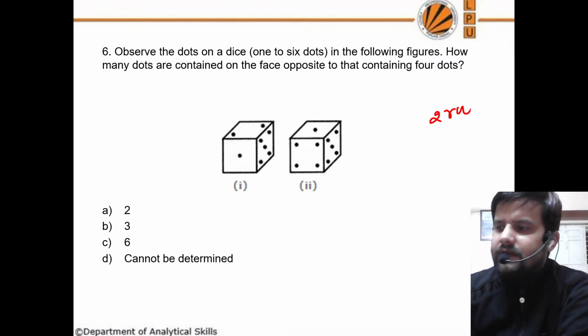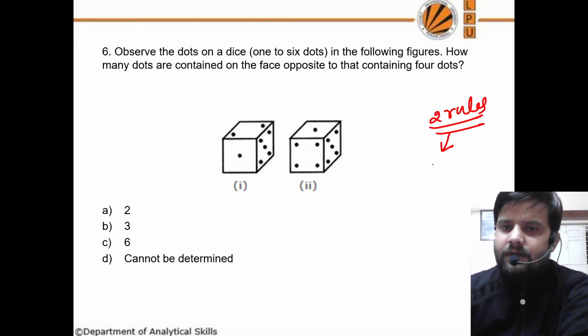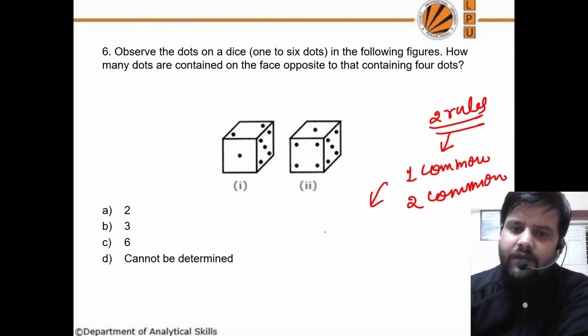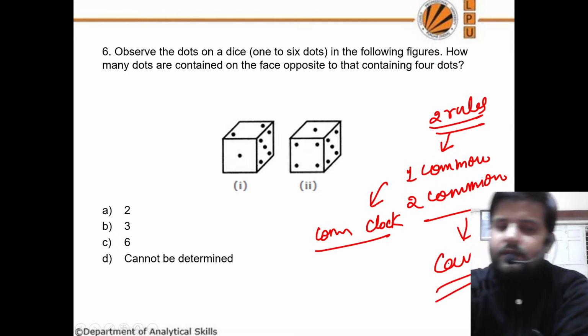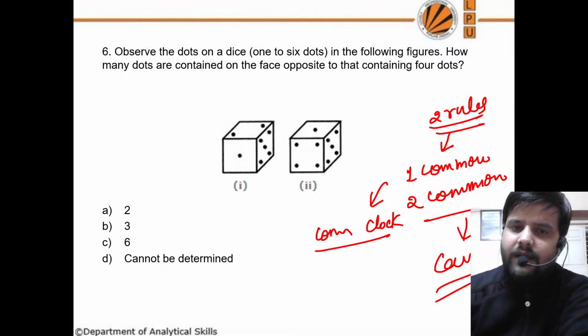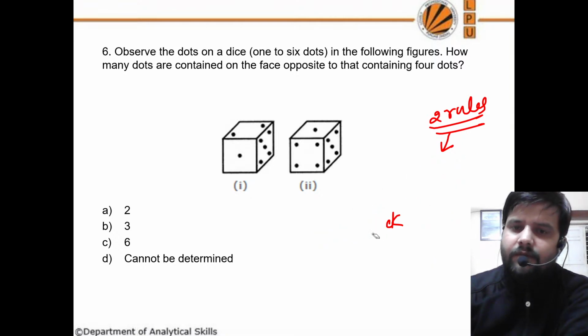Two rules we have studied for these kinds of questions. First is 1 common between 2 pictures, and 2 common. When 1 will be common, we will write everything starting from the common number in clockwise direction. When 2 are common, just cancel the common terms and whatever is left, that will be opposite to each other. Just remember this rule and we'll apply the rules here.